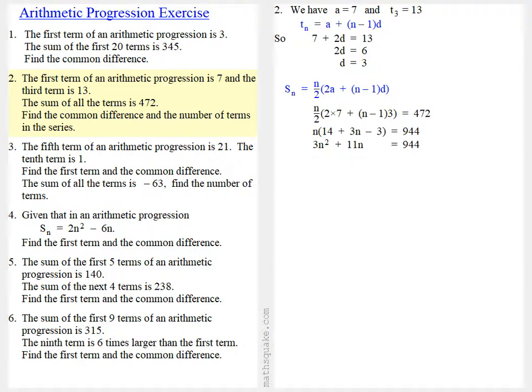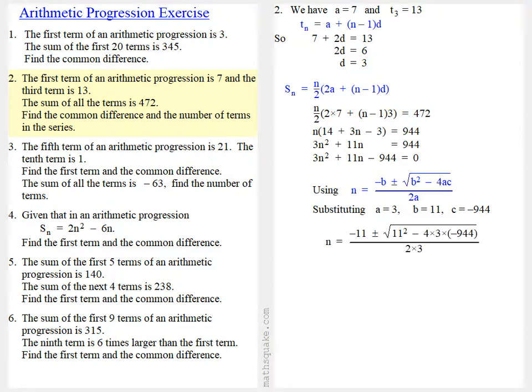Now to solve that, we put it in the standard quadratic formula form. That's 3n squared plus 11n minus 944 equals 0. Now, if we have a calculator which can solve quadratic equations, we can just type this in and get the answer. However, if we haven't, we'll have to use the quadratic formula. n equals minus b plus or minus the square root of b squared minus 4ac all over 2a, where a is equal to 3, b is equal to 11, and c is equal to minus 944.